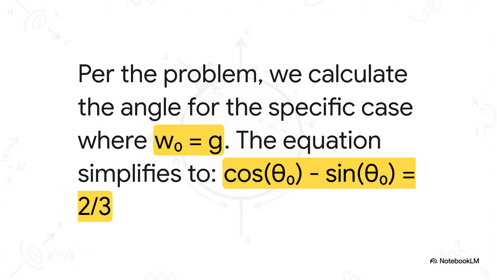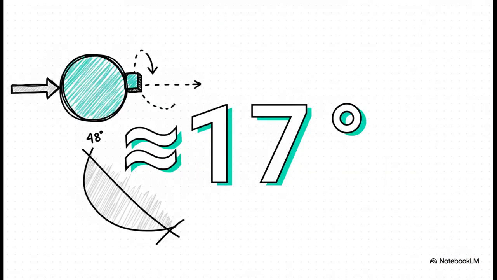Okay, home stretch. Now we just have to answer the second part of the problem. It asks for the specific breakoff angle when the sphere's horizontal acceleration is equal to g, the acceleration due to gravity. So we just plug w0 equals g right into our formula. The g's cancel out, and we're left with this much simpler equation to solve. You can solve this equation numerically, and what you get is a breakoff angle of about 17 degrees.